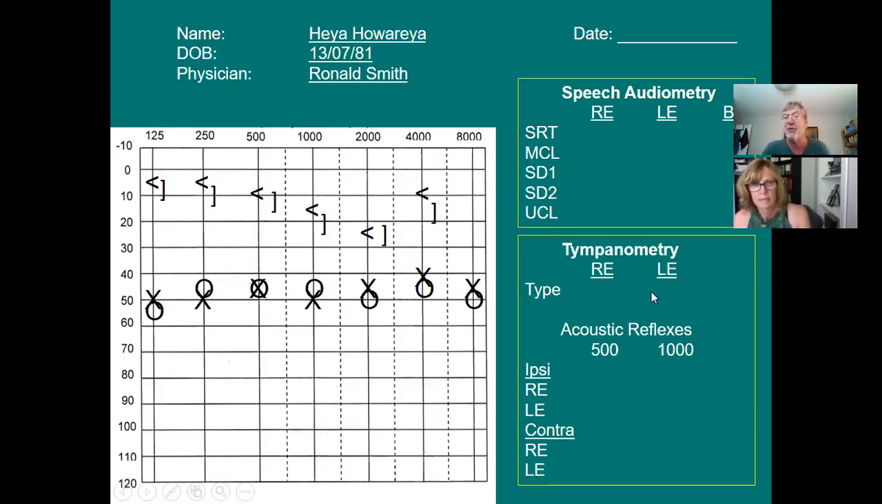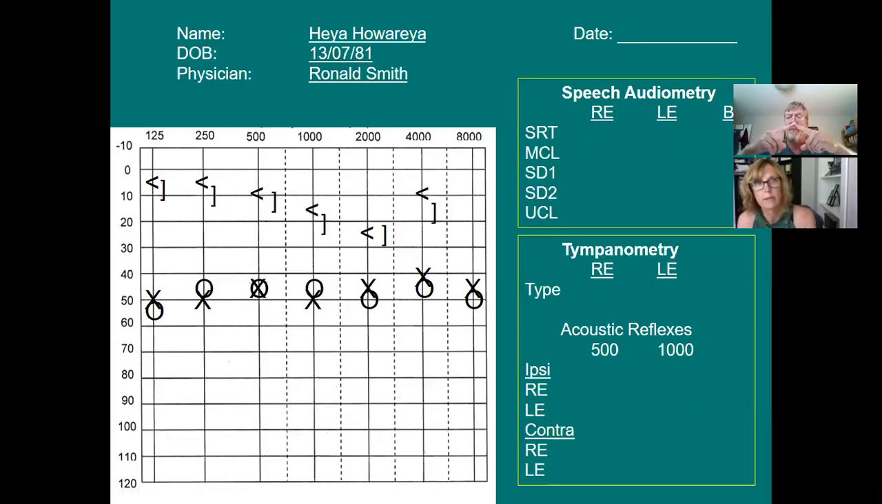Tympanograms, what type of tymps will he have? Type B, type A, type C, type AS, type AD? Otosclerosis. It's not going to be negative air pressure, because that's otitis media. So the compliance isn't going to be right? Correct. It's going to be a type AS, abnormally stiff.